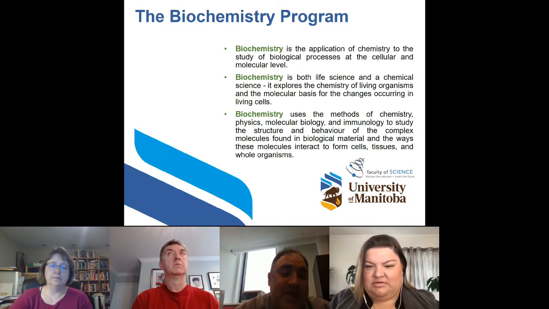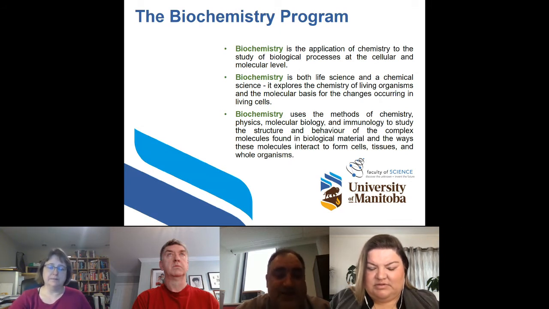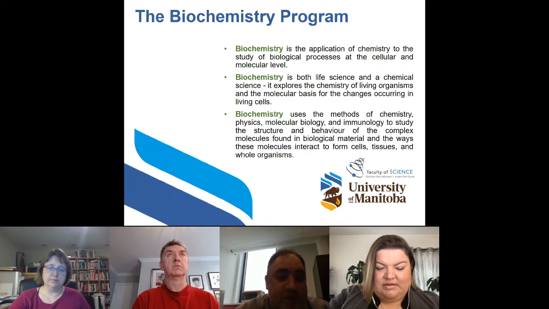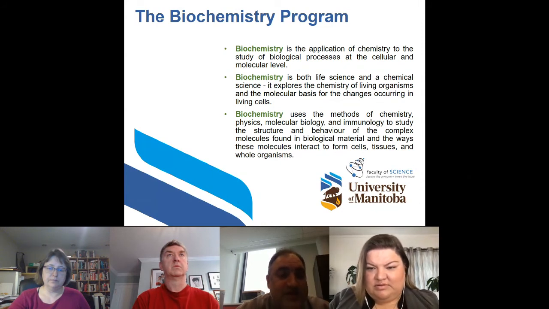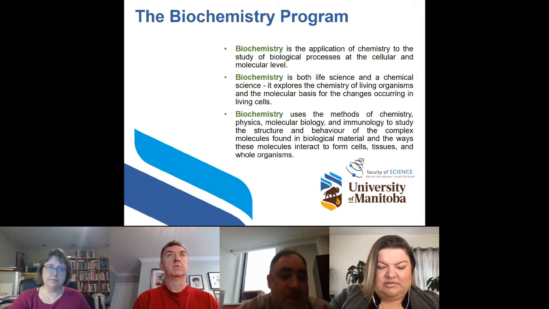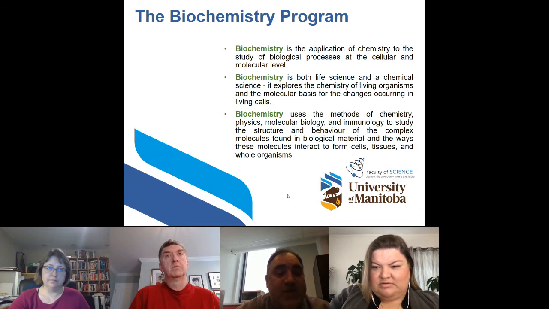The methods that are used in biochemistry include the methods of chemistry. For example, you can do peptide sequencing. We use physics, for example analytical ultracentrifugation, in order to separate different biochemical molecules from one another. We use methods of molecular biology to overexpress, to make lots of protein. And we also use immunology methods to separate proteins from one another. We use all of these methods to study the structure and behavior of complex molecules found in biological materials, and we also want to understand how these molecules interact with one another to form cells, tissues, and whole organisms. So this is what biochemistry does in general.